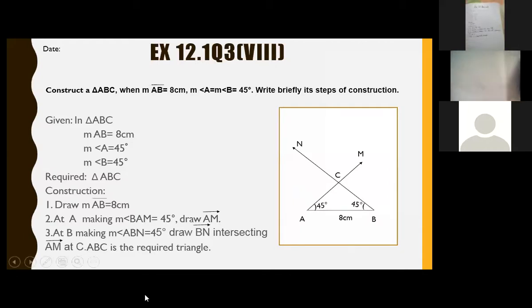Here you can see what we have done: at B, making an angle ABN is equal to 45 degrees. Draw BN intersecting AM. Okay, no, don't write intersecting the first arc. Intersecting AM at point C. Now ABC is our required triangle.